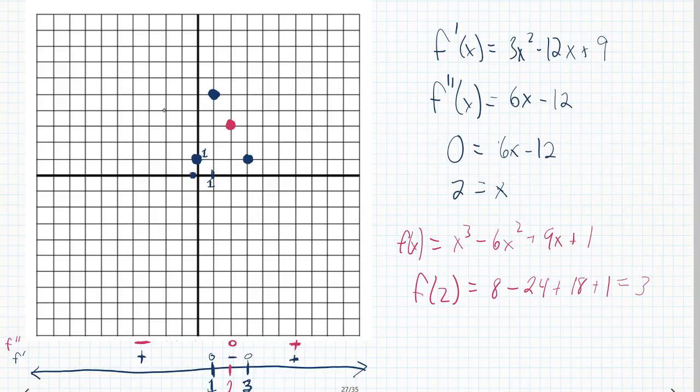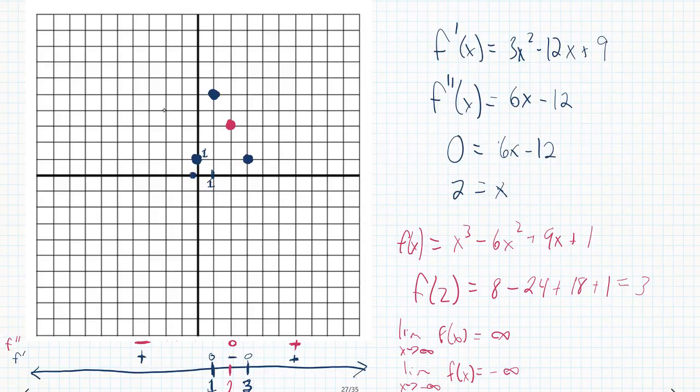Right? And now the other information that we had is the limit as x approaches positive infinity of f of x was positive infinity. The limit as x approaches negative infinity of f of x was equal to negative infinity. Okay, so I think we're ready to draw the graph now. So we're going to be coming from negative infinity.